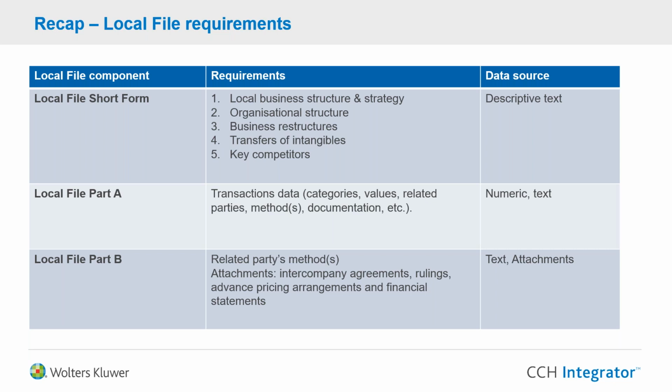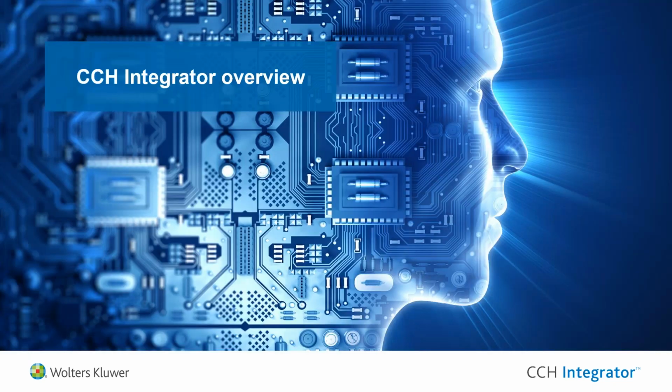For example, your intercompany legal agreements for the material transactions that you're disclosing in Part A, along with the APAs you may have in place, copies of financial statements, and any rulings that you might have had agreed. So when you boil it down, your local file is made up of numeric data and also binary attachments that you need to be submitting, which is why you do need to use a solution to be able to get all of this information into the XML schema defined by the ATO.